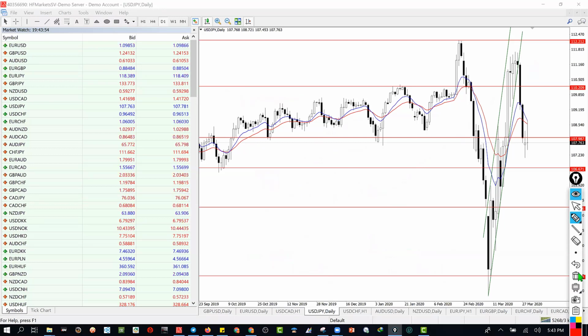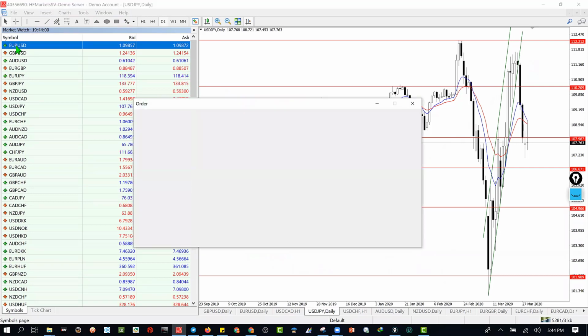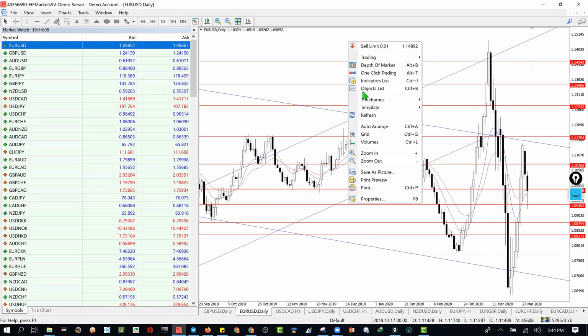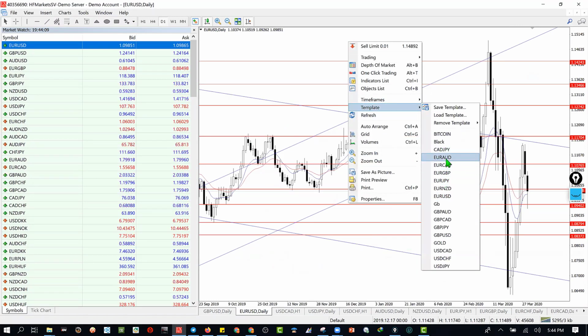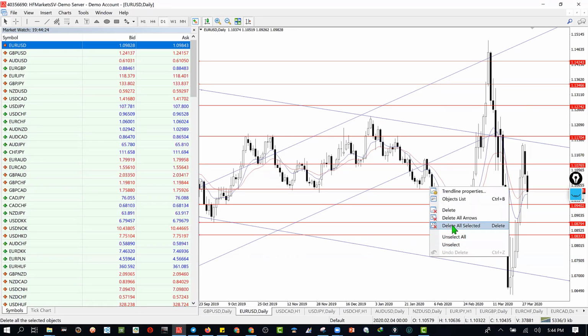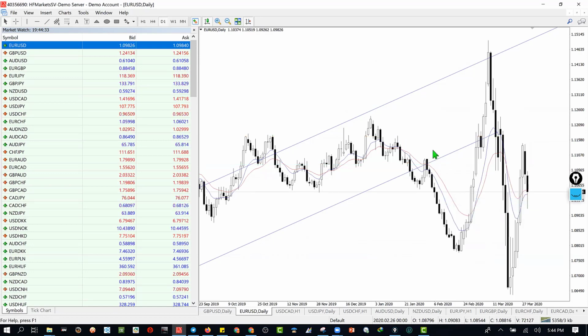I'm going to show you this. Let's say I'm going to open the USD. Sorry, I need to open the USD. Okay, this is the USD. I need Euro USD. I need to remove everything off right here. Actually, I don't know, maybe I'll save this currency or template.